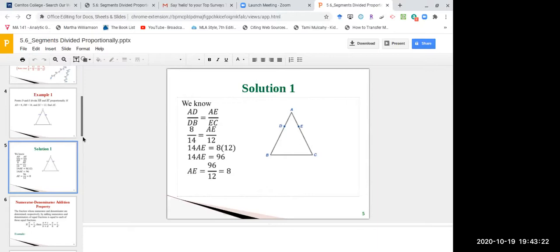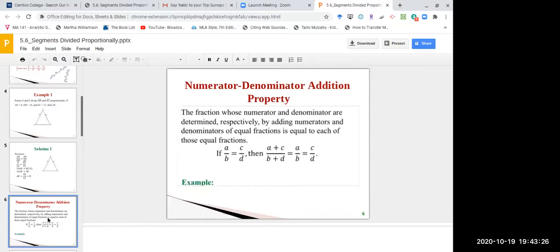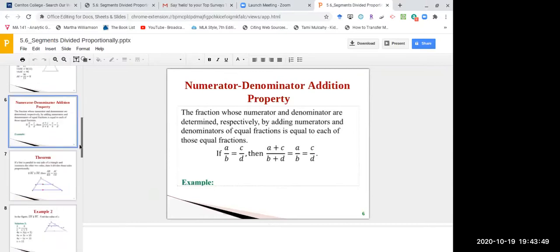So we have that. We also have the numerator denominator addition property, that if I add a number to the numerator and denominator to each other, then the original fractions AB and CD are equal. You can read more about that on your own.